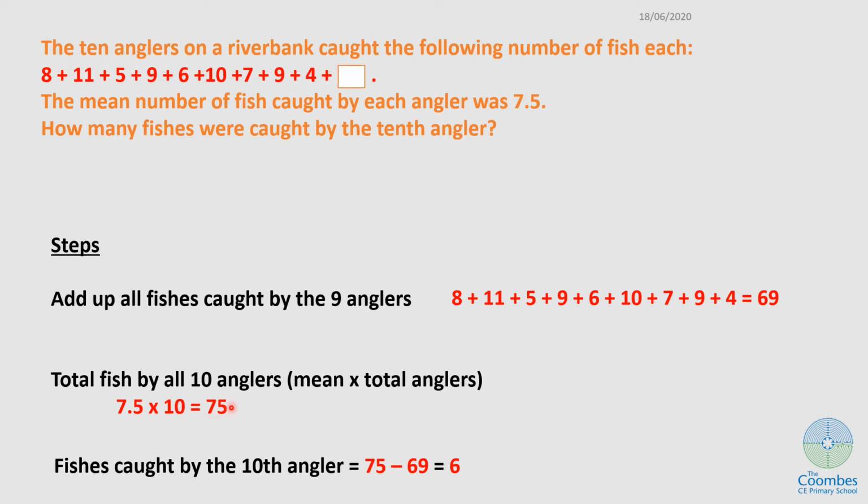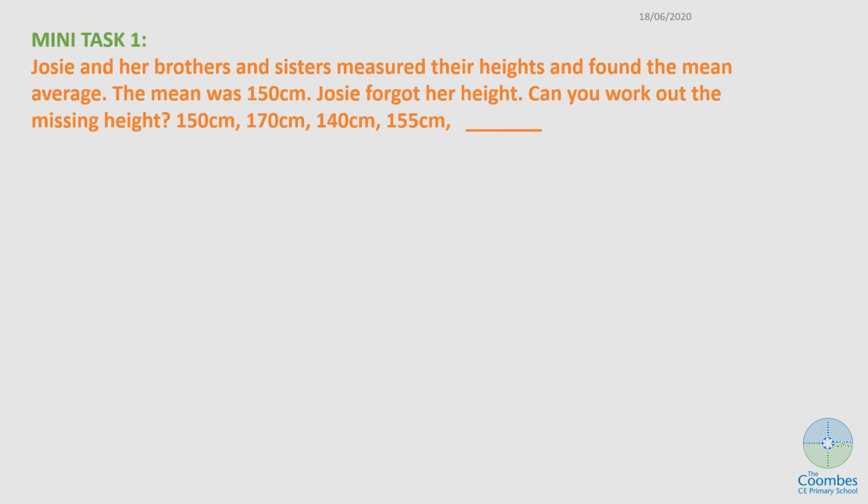Now, so 75 is the total caught by all 10 anglers. But I also know the total of 9 anglers here. So the difference will be the fishes caught by the 10th angler. So 75, take away 69, you get a 6. Right, what I now want you to do is to pause the video and do this question. We are going to look at the answer in the next slide.